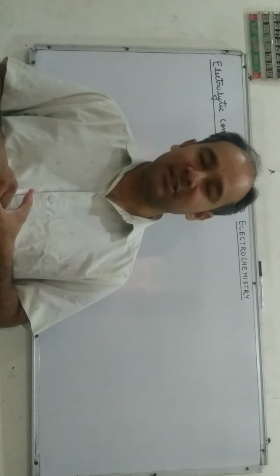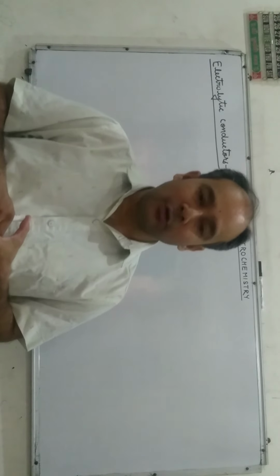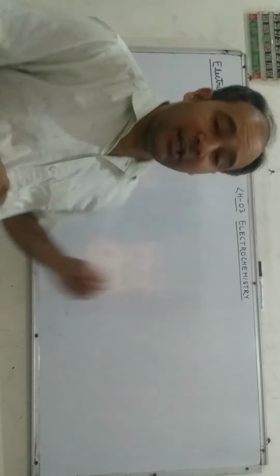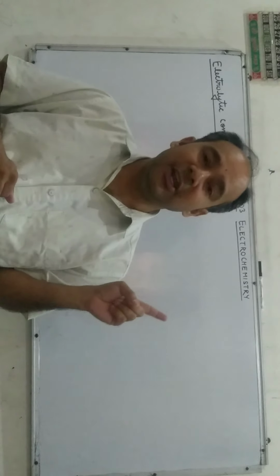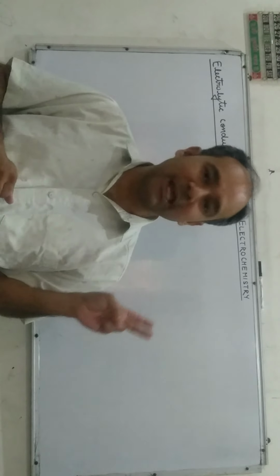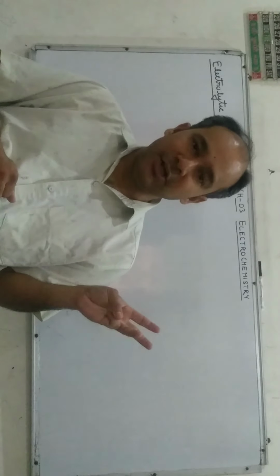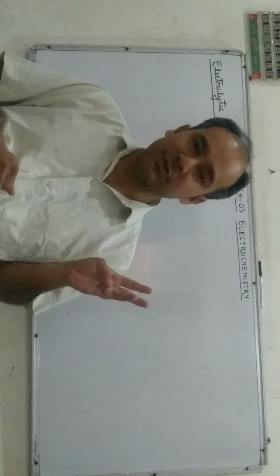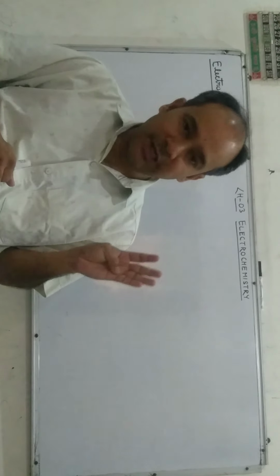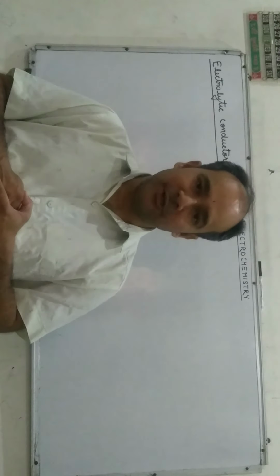Now let us discuss the factors affecting electrolytic conduction. There are five factors which affect electrolytic conduction. These are: number one, the nature of electrolyte; number two, size of ion produced and its solvation; number three, nature of solvent and its viscosity; number four, concentration of solution; and number five is temperature.